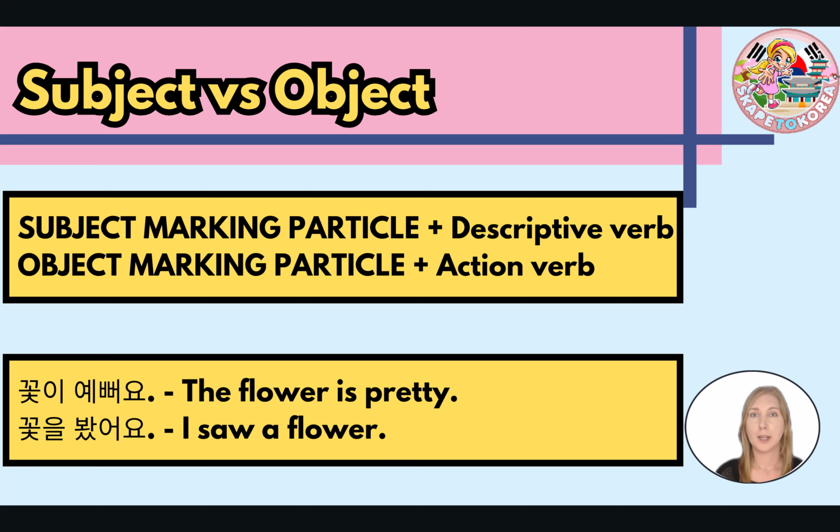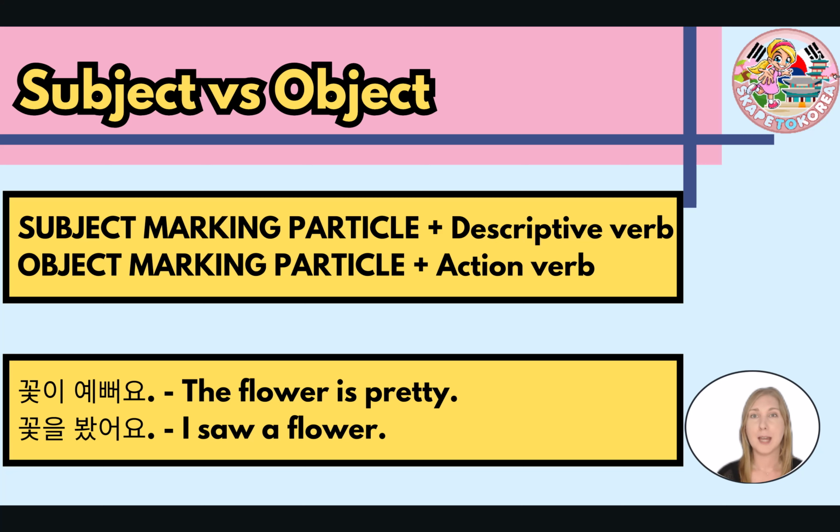So in the sentence below, 꽃이 예뻐요. 예쁘다 is to be pretty, is an adjective, right? Is a descriptive verb. And so you're adding the subject because what is pretty? It's the flower. You're describing the flower. So in that case, you wouldn't say 꽃을 예뻐요. That doesn't make sense. You would have to say 꽃이 예뻐요.